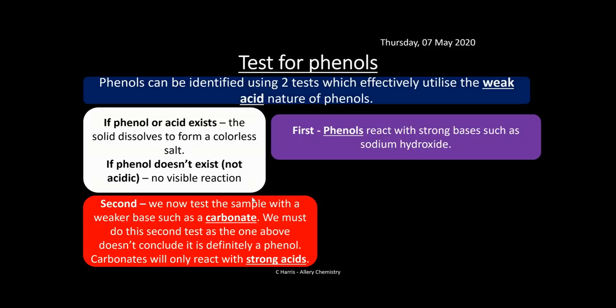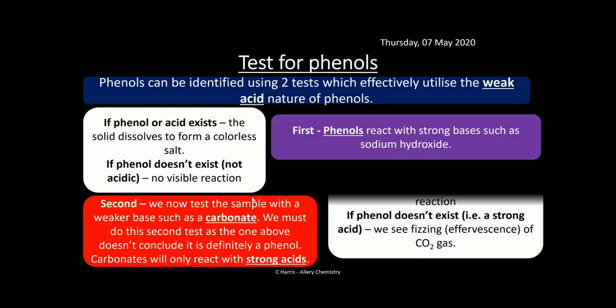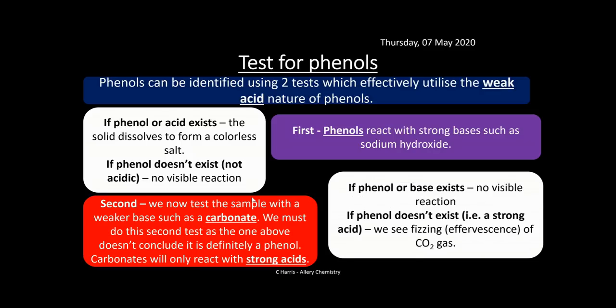Secondly, we can now test the sample with a weaker base, such as a carbonate. Now we must do this second test as the one above doesn't conclude it's definitely phenol, as we said. So carbonates will only react with strong acids. So if a phenol does exist, then there's no visible reaction. But if a phenol doesn't exist, i.e. if it's a strong acid, then we do see fizzing or effervescence of carbon dioxide gas.